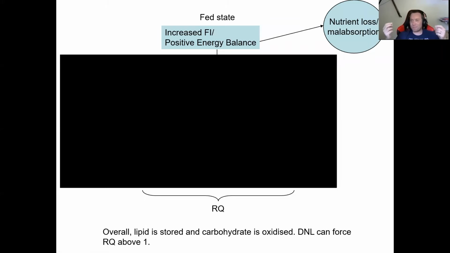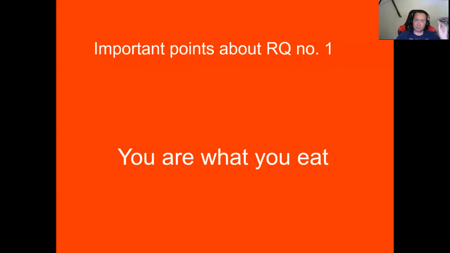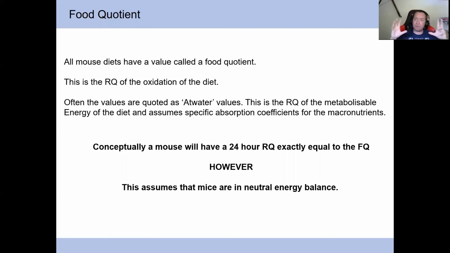Why is this? Well, the reason for that is you are what you eat, okay? Every diet you feed a mouse has a food quotient, okay? And this is the RQ of the oxidation of the diet. It's often calculated using values which are known as Atwater values, and this is the RQ of the metabolizable energy of the diet. And it assumes specific absorption coefficients for the macronutrients. But what this actually means chemically is that every diet has a ratio of carbon to oxygen in it.